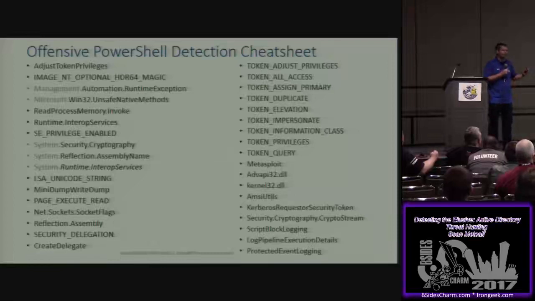But I looked at, I think it was 80 PowerShell offensive toolkits and identified what the most common calls were in them, basically the key functionality and what they needed from Windows to work. And I got this list. And I've used this list to actually detect some interesting behavior at customer sites.